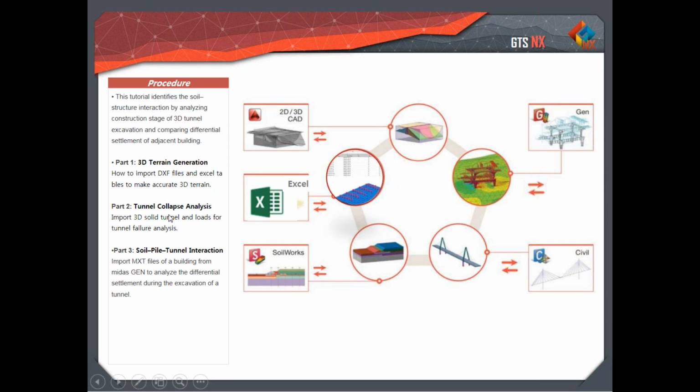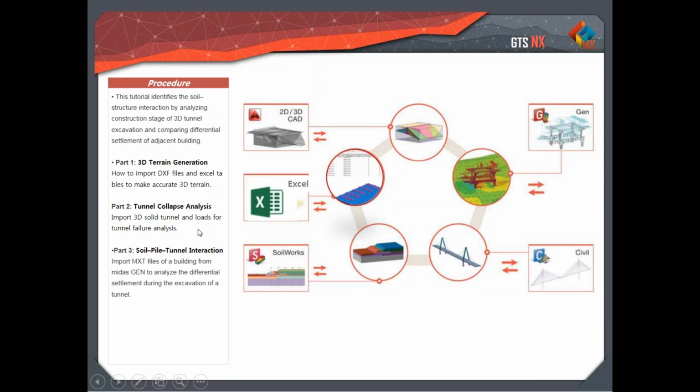Second part, we'll be importing a solid tunnel from AutoCAD, which will be a file that we actually just found on a database online. It's a .sat file. We'll be importing that, and then we'll also import the 3D terrain that we generated in a previous stage. And we'll also include a raft. There won't be a building. In part two, we'll simulate the building using point loads, which will be imported from an Excel table.